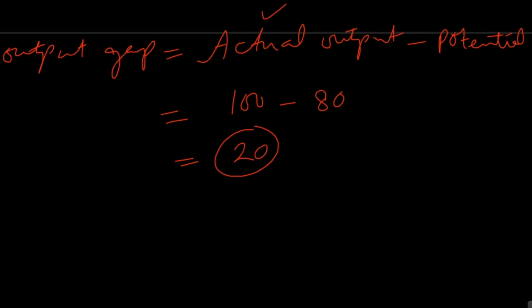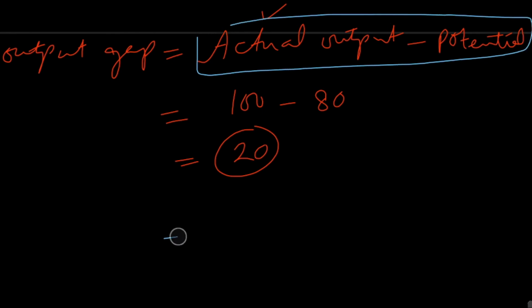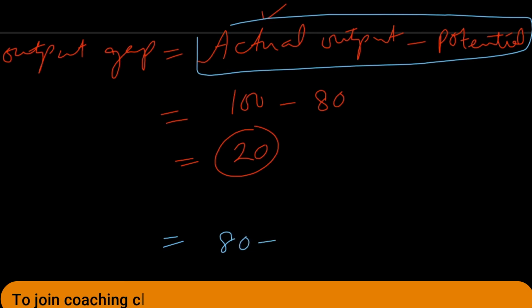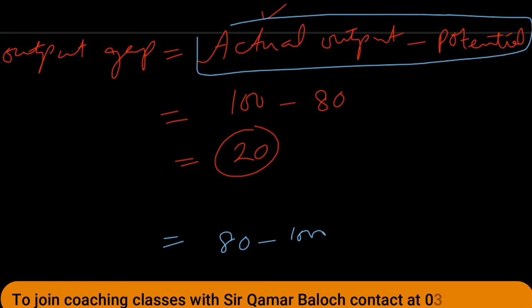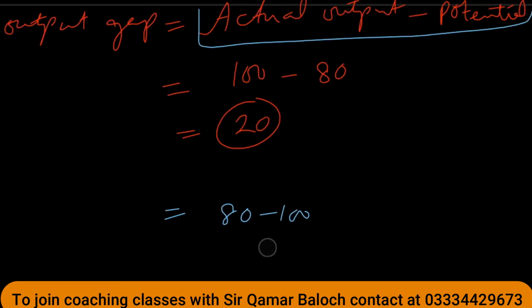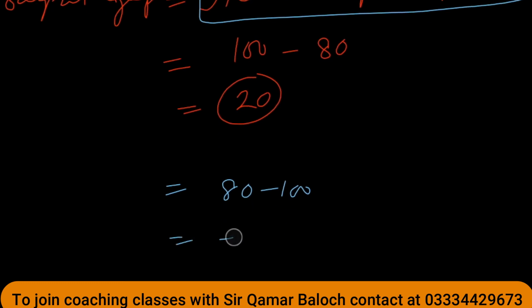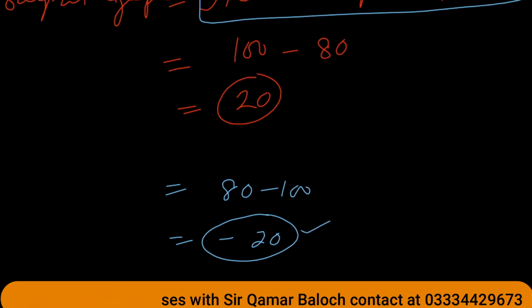On the other hand, negative output gap is when actual output is lesser than potential output. Again, you have to focus on this formula. Now, for example, we have actual output equal to $80,000 and potential output is $100,000. So in this case, you can see that the negative value is greater than the positive value, so the result will be minus $20,000. So now the result is negative and we call it negative output gap.